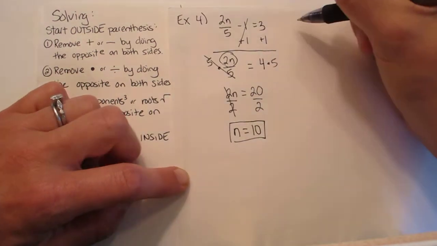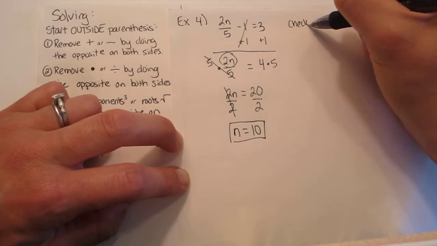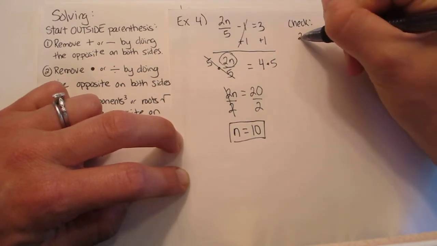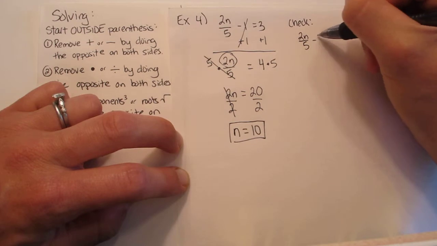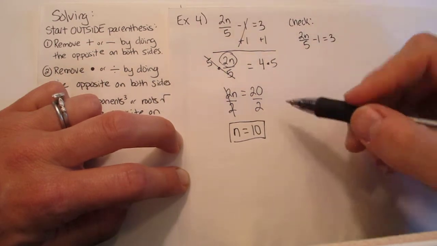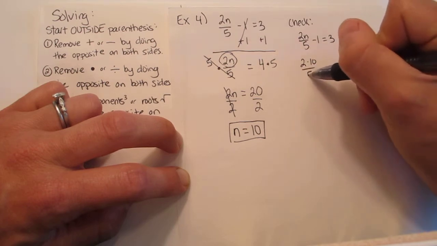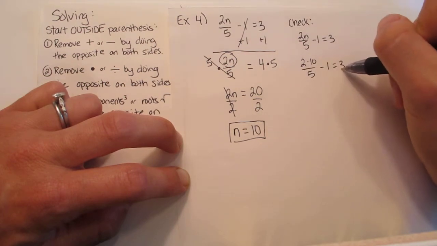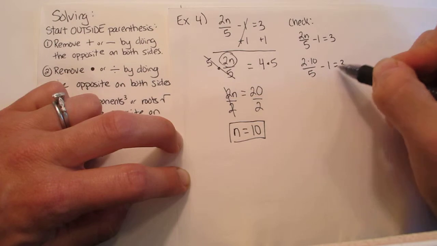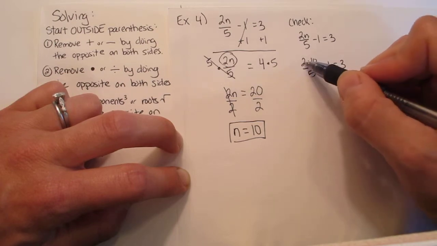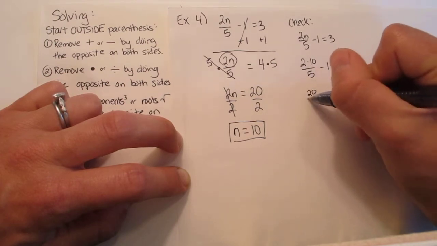And I'm going to check this one very fast because we're almost out of time. 2n over 5 minus 1 equals 3. I'm just going to replace the n with 10. And I'm going to use order of operations to simplify this expression. So 2 times 10 is 20.